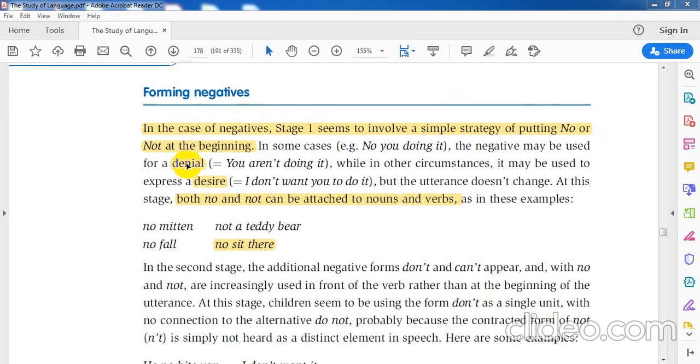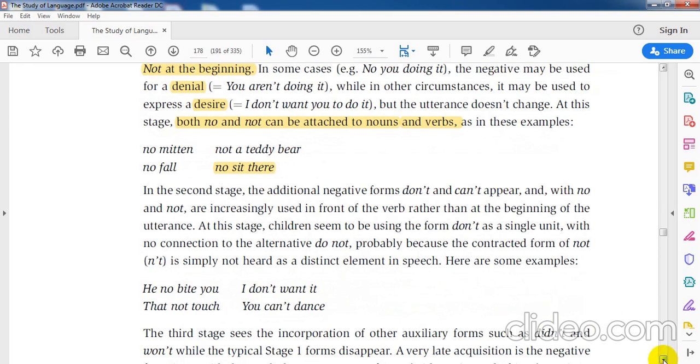They may express denial or desire. For example, "You aren't doing it," you see here the use of not, and "I do not want you to do it." So this example expresses a denial of something or a desire for something. Now, as you see here, a very simple example: "No, sit there."